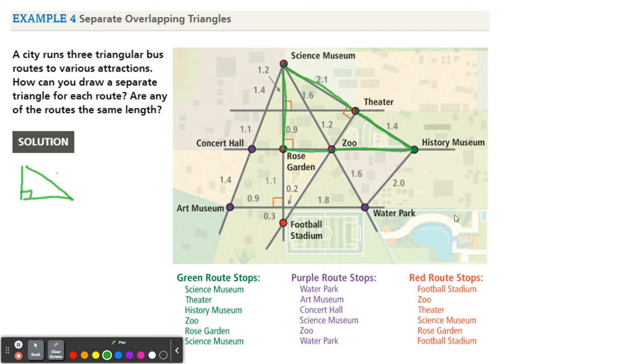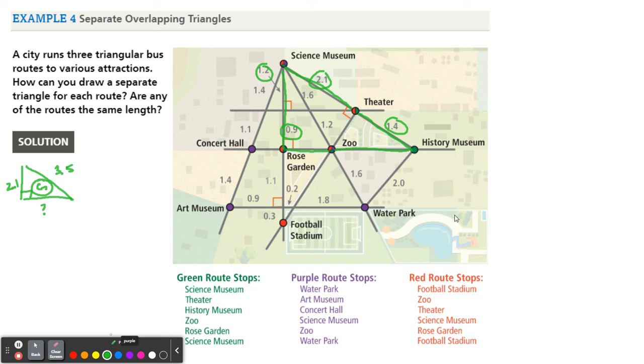Now, we have a 2.1 and a 1.4, so that's 3.5. We also have on this side a 1.2 and a 0.9, that's 2.1. But we don't know this missing side. Okay, but this is the green triangle. Why did I do that green? I don't know why I did that, but it's fine.